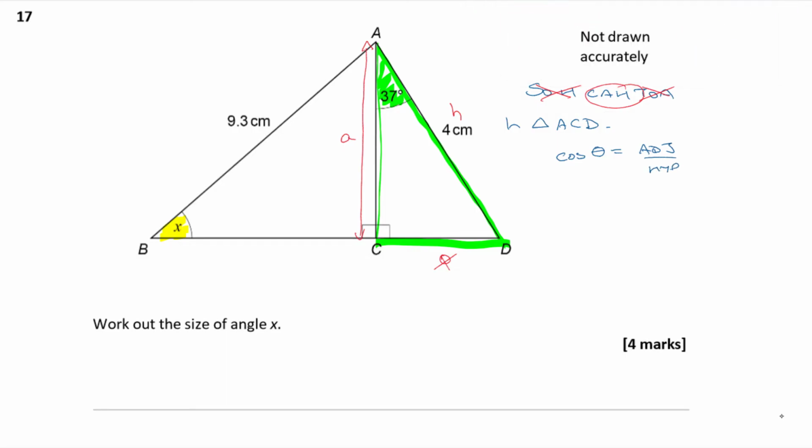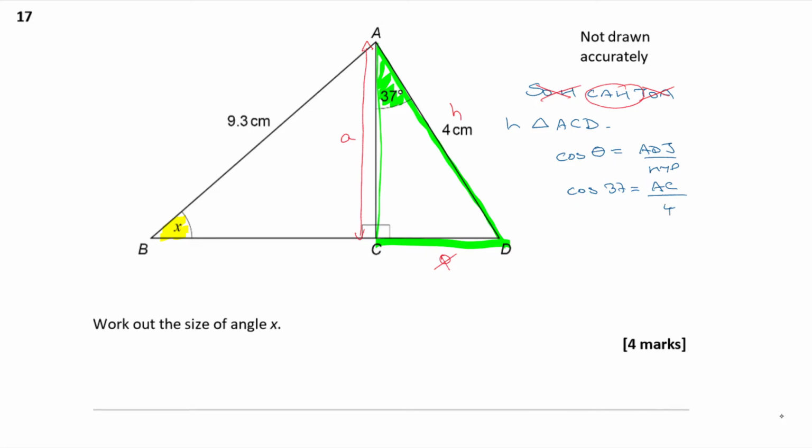In this particular triangle, cos theta, the angle is 37. The adjacent is what we're trying to find. Let's just call it what it is, AC, over the hypotenuse, which is 4.